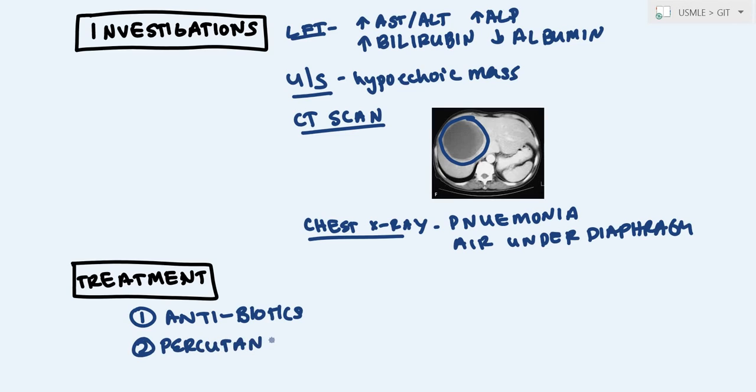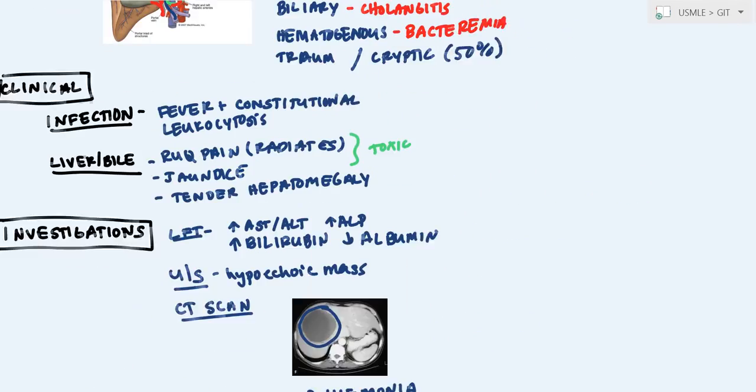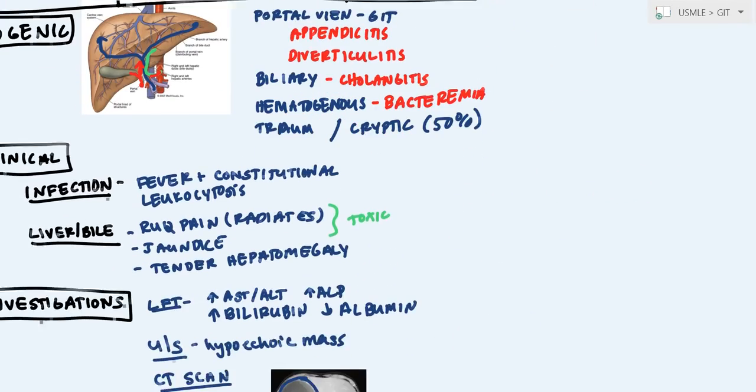You'd also want to do, you can attempt a percutaneous aspiration, and then you can take this, culture it, and then do sensitivity on it. And this should be ultrasound or CT guided. And finally, if all else fails, or if it's really big, you can do surgery to remove or to drain the abscess. Okay, so that's going to be with the pyogenic.